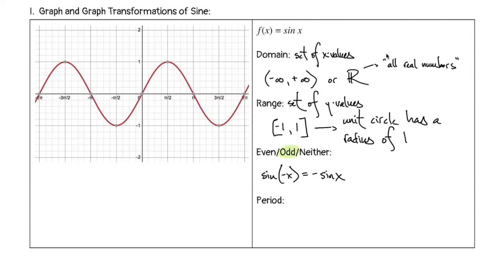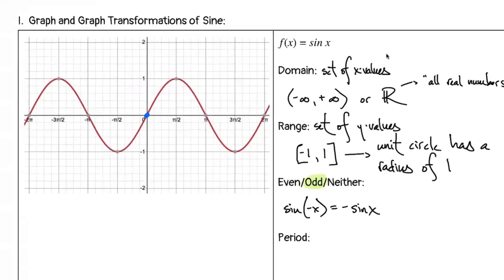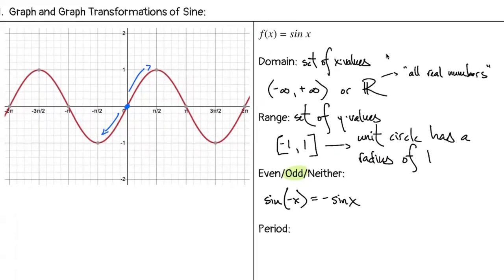But another thing that makes this an odd function, if we look at a picture, which is sometimes more helpful for some of us, right, is that if we look at the origin, okay, one side goes up, but then the other side goes down, all right? And when that happens, what we have is something called symmetry about the origin.